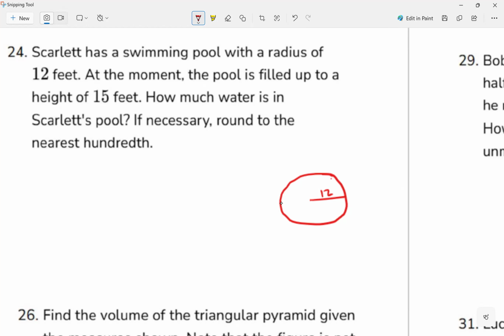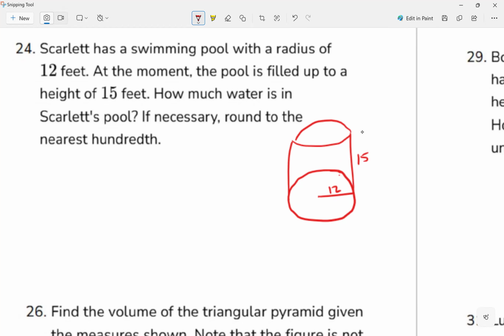Okay, so let me just bring up the pool. And I'm gonna say the height is 15. How much water is in Scarlett's pool? If necessary, round to the nearest hundredth. Okay, so I'm gonna see it. That's the area of the base.